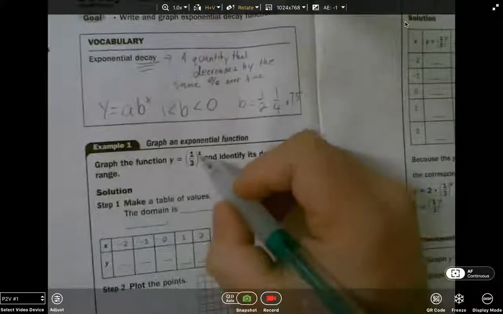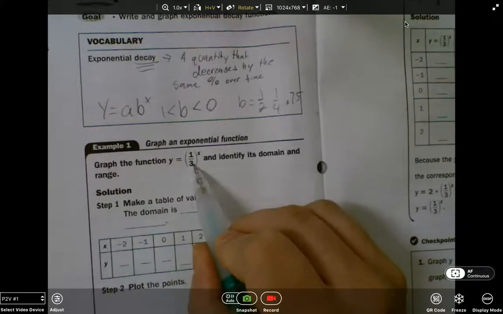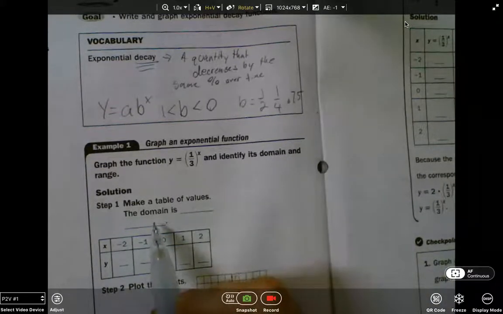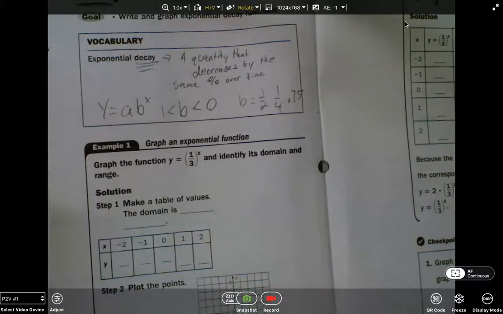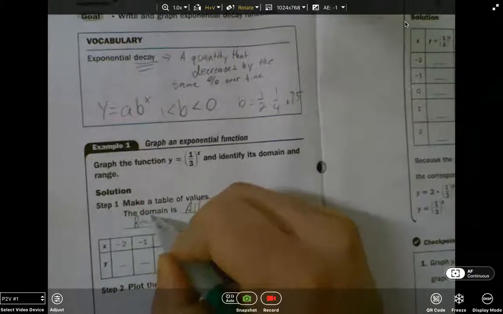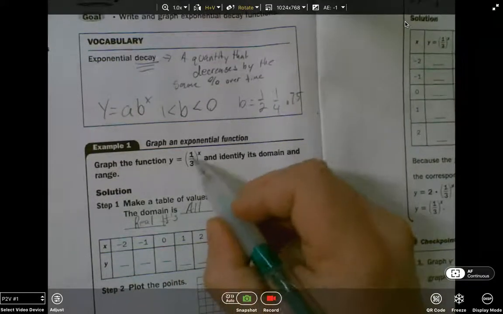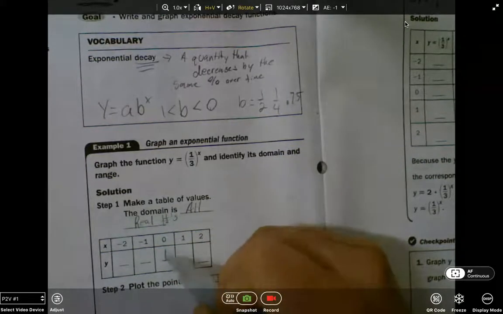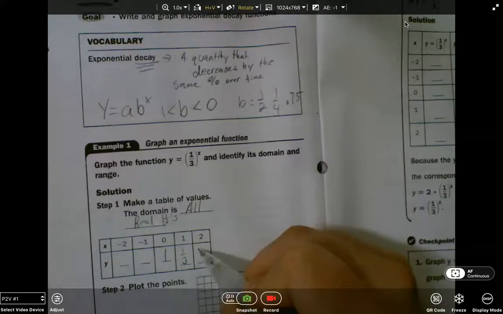Okay, so if we look at the first example, the first thing we want to do is graph the function y equals (1/3) to the x. Again, this is decay because the b value, your growth factor, is less than 1. So first we're going to make a table. The domain, or your x values, is all real numbers. When you plug in, we start at the y-intercept, which is 1. Then 1/3 to the 1 is 1/3, and 1/3 to the 2 is 1/9.